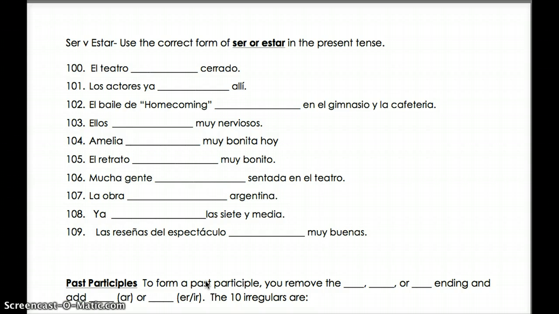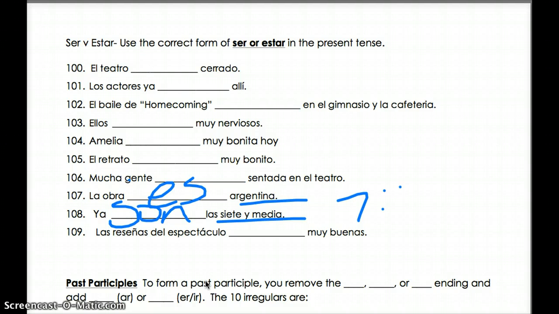Moving along. Amelia está, she's very cute today. El retrato es, I'm just describing something, so that is a characteristic, ser. Mucha gente están o está sentada en el teatro. A lot of people are seated in the theater. I'm writing really large. The work is Argentinian, so es Argentina. That's origin. Ya son, that's time. Las 7:30, 7:30.